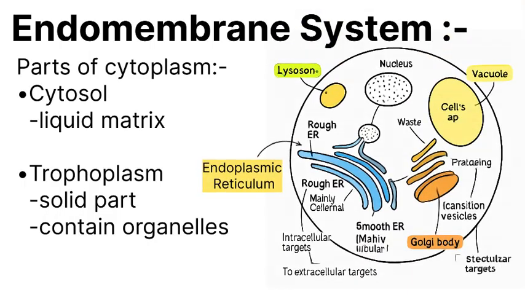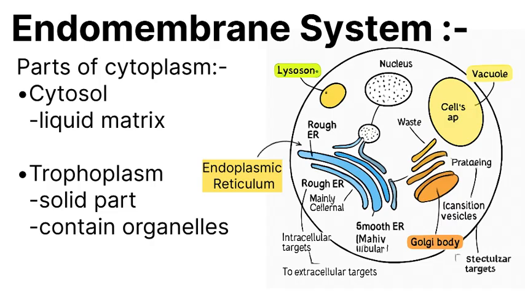Now this is the proper diagram of the endomembrane system, where we will see three components: endoplasmic reticulum, Golgi complex and lysosome, vacuoles. They all lie in the common part of the cell, which is called the cytoplasm. You all know what cytoplasm is, right? It is present between the nucleus and the cell membrane.